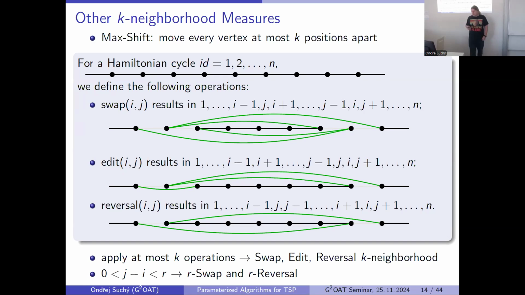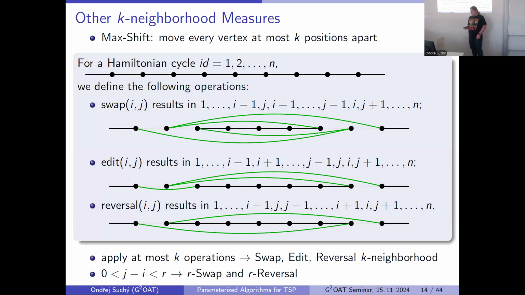Then we define three operations like this. Swap basically swaps the vertex which was at position i with the one at position j and vice versa. In terms of the edges, it looks like this. Then we have edit, which simply moves i to the position j. And then we have reversal, which reverses the part between j and i, so it's traversed in the opposite direction. And if you allow k of these operations, you arrive at the swap, edit, or reversal k-neighborhood.